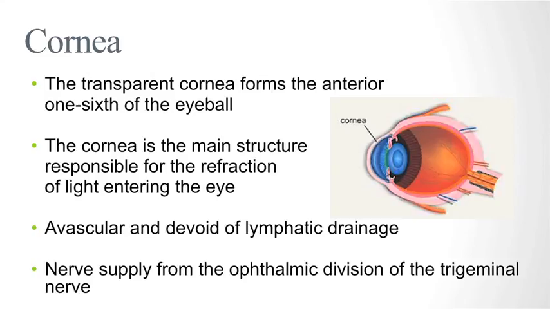The transparent cornea forms the anterior 1/6 of the eyeball. It acts as a physical barrier to infection and injury. The cornea is the main structure responsible for the refraction of light entering the eye. The cornea is avascular and devoid of lymphatic drainage. It gets its nerve supply from the ophthalmic division of the trigeminal nerve.